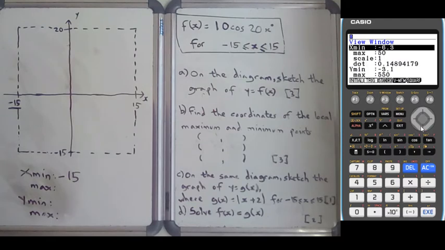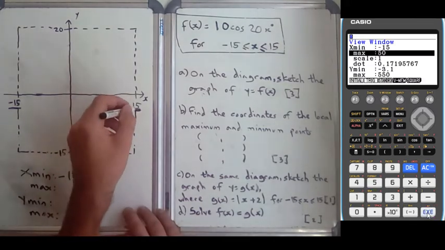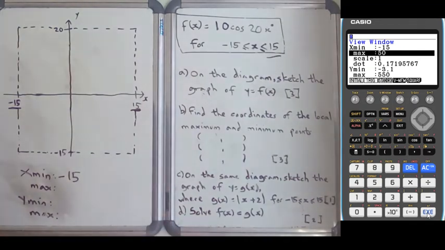to minus 15. When you're putting a negative in, use the little mini minus there. So minus 15. X max is what it goes up to the other end, 15. You could also get it from here as well. So that needs to be 15.